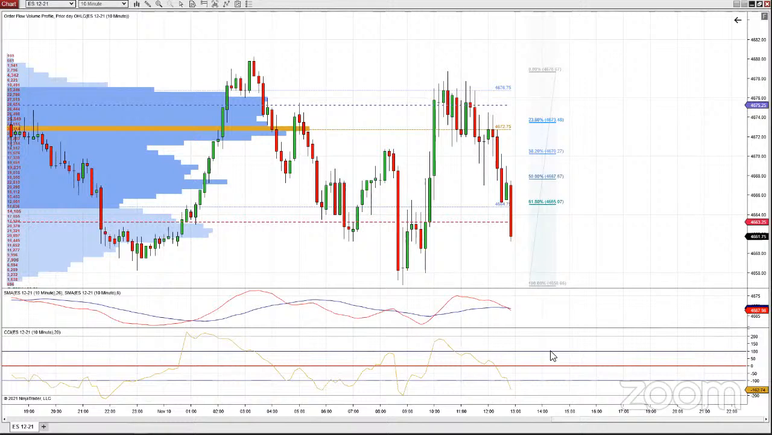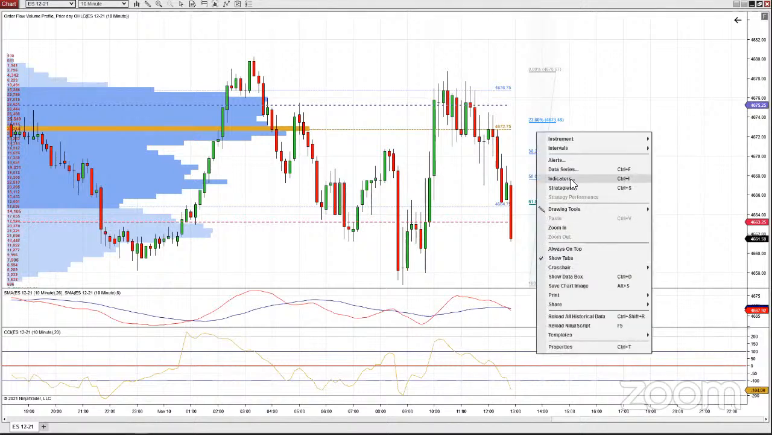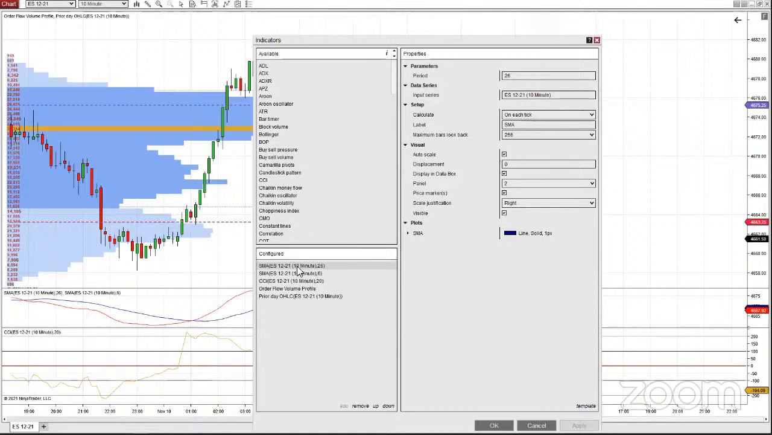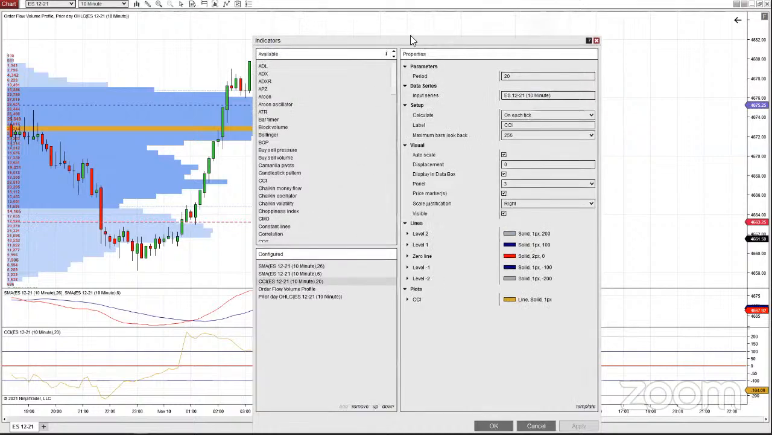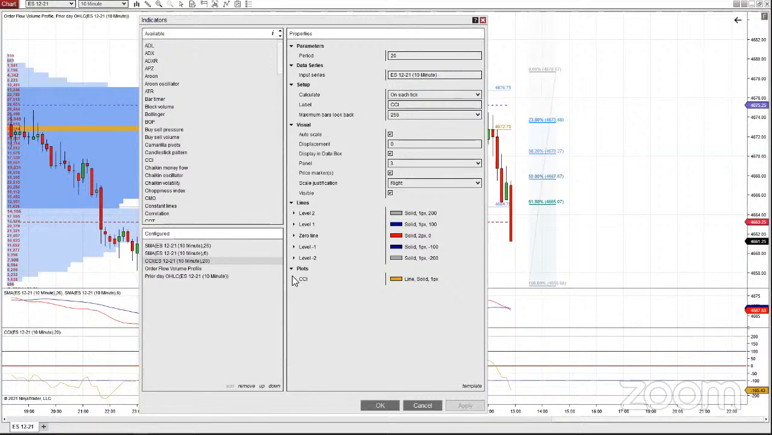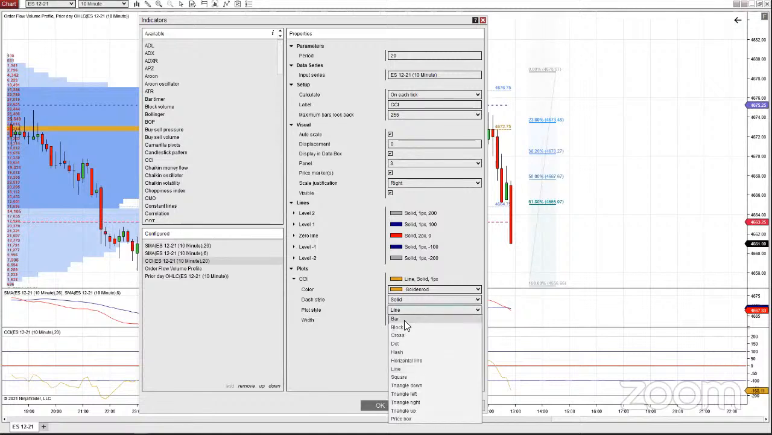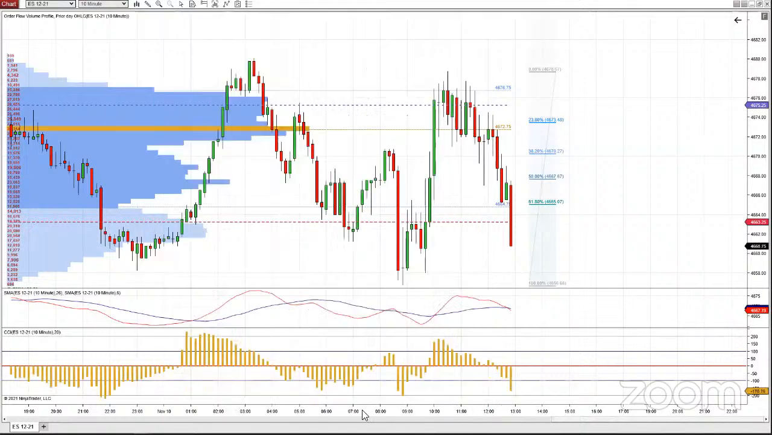And if you want to change this to histogram bars instead of a line, it's easy to do. Let's just go to indicators. I'll show you how to do that. CCI, I'm going to highlight it. And then on the left-hand side, I'm going to expand the CCI little caret. And we'll go to bar instead of line, hit apply, and I'll make the width 5 instead of 1. And now we've made the CCI histogram bars instead of a line.